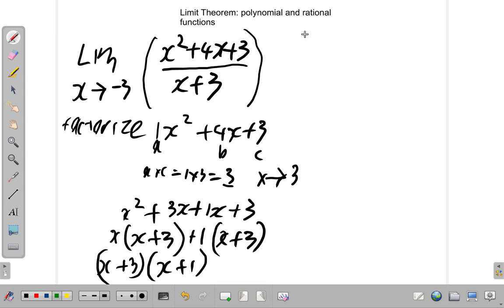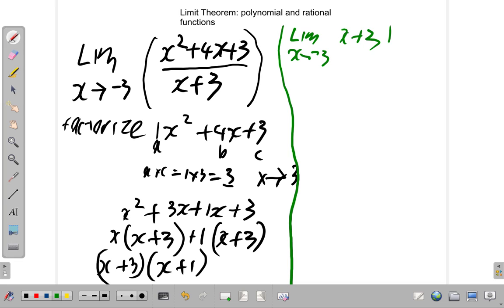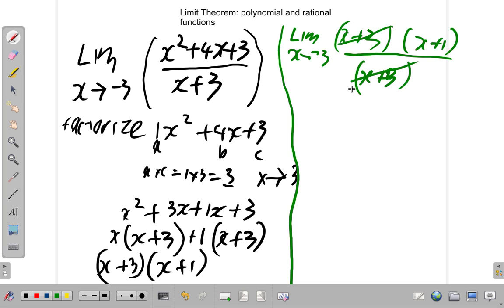What you have, all of this, what does it amount to? It amounts to the limit as x tends to negative 3 of x plus 3 times x plus 1 divided by x plus 3. What happens here? x plus 3 cancels x plus 3.